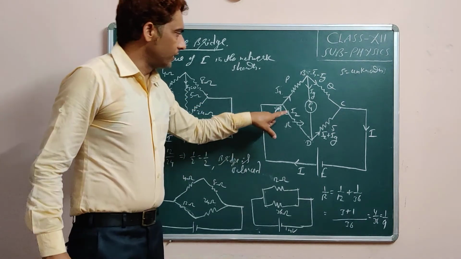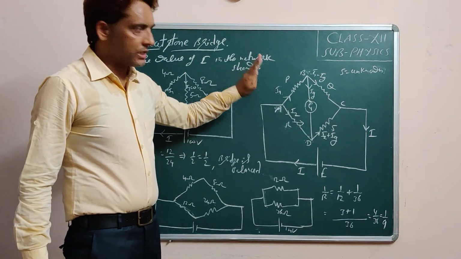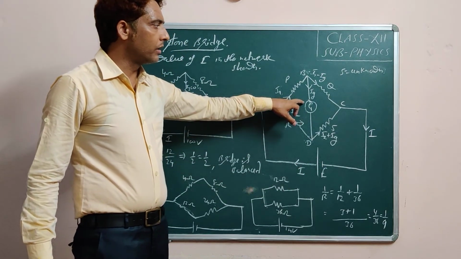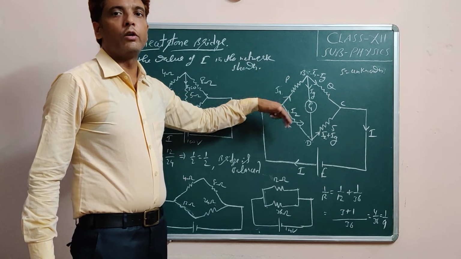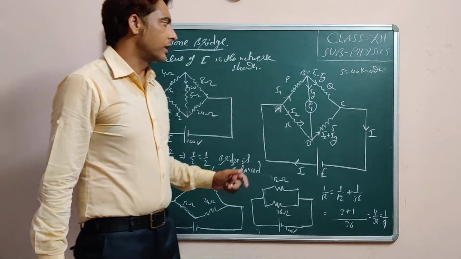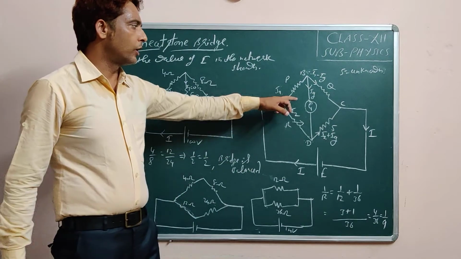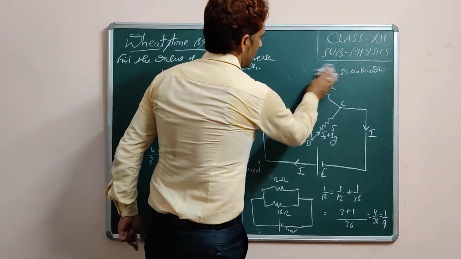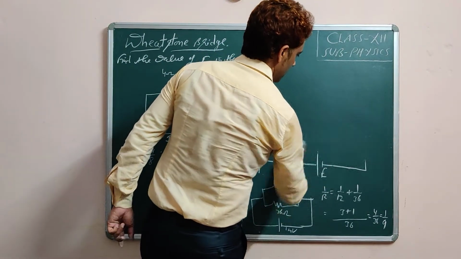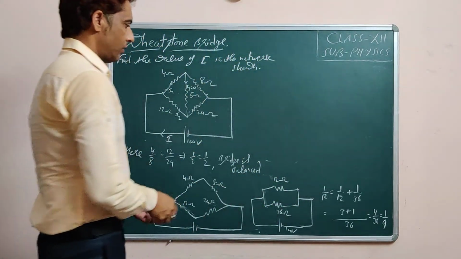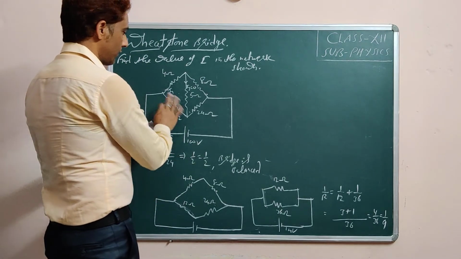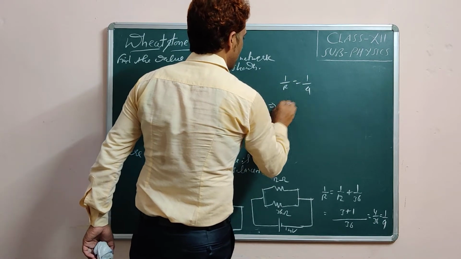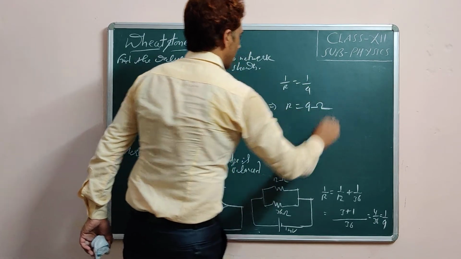Here I want to clarify one thing. In case of a balanced state, if we interchange this battery and galvanometer, then the balance point will not be affected. Means in case of a balanced state, the interchange of galvanometer and battery does not affect the balanced point. So here the net resistance of this circuit will become 1 by R is equal to 1 by 9. This implies R is equal to 9 ohm.